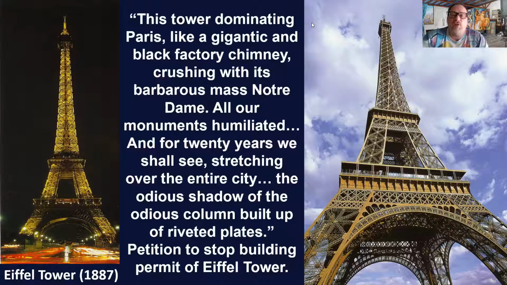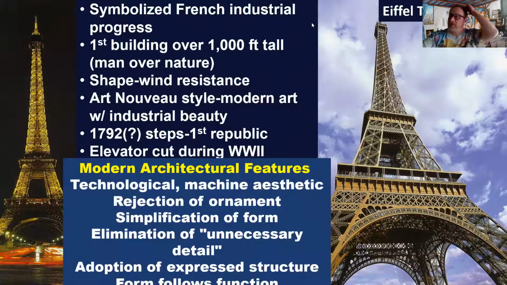"Years we shall see stretching over the entire city the odious shadow of the odious column built up of riveted plate." And 10,000 people signed that petition to stop the building of the Eiffel Tower before the World's Fair in the 1880s. And then later on, because it was such a communication status symbol, this becomes the tallest building in the world, now surpassing the lovely Great Pyramids at Giza. It took us that long and a new technology to get there. So it symbolized French industrial progress, the first man-made building over 1,000 feet tall. The shape was wind resistant. All these new features had to be come up with.